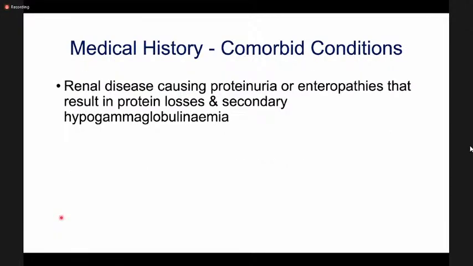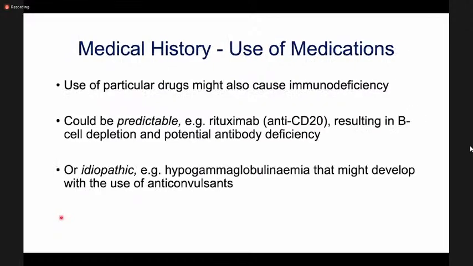I mentioned your protein-losing conditions, like renal disease, for example nephrotic syndrome, or your protein-losing enteropathies, being important in an acquired cause of hypogammaglobulinemia.